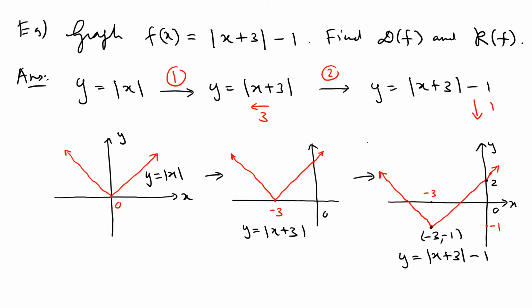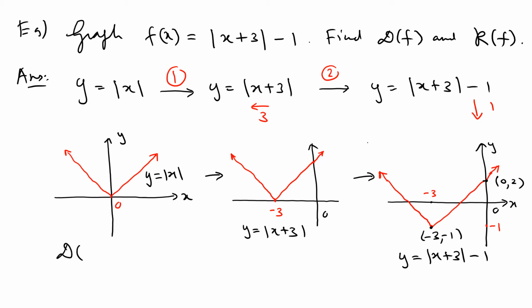If you want to write this as a point, you can write (0, 2), because the x coordinate is 0 and the y coordinate is 2. You can write it like that, or just say the intercept is 2. Good. So that is the new graph, and then you can see the domain and range.